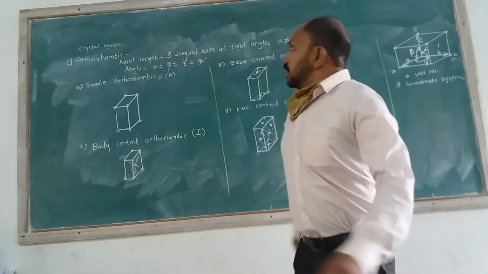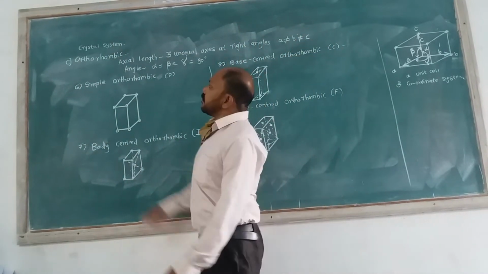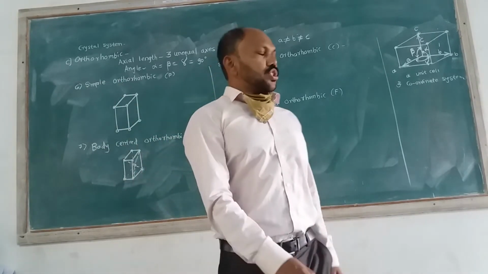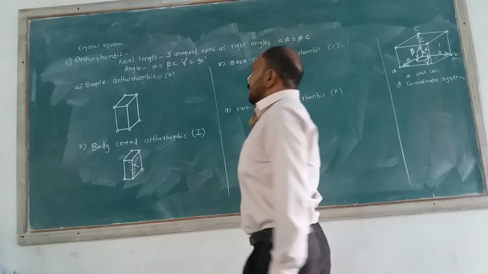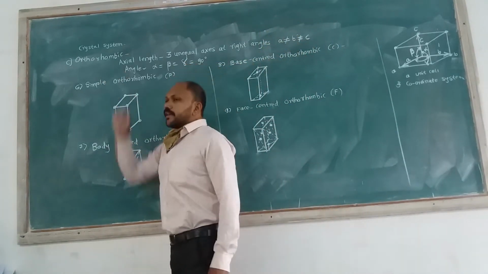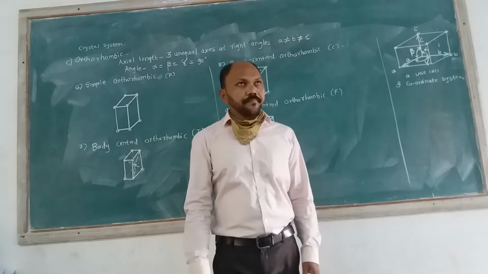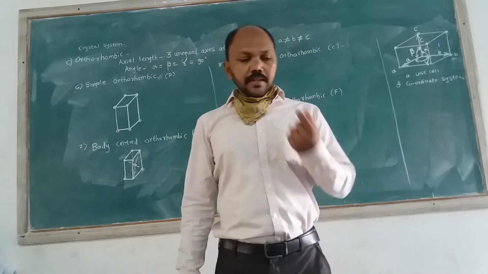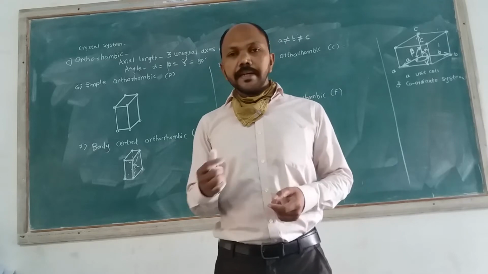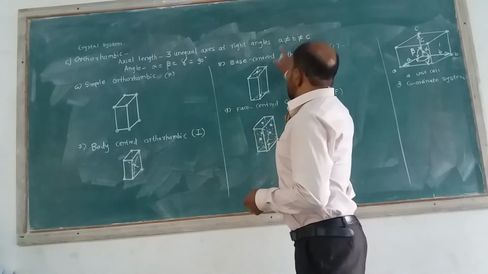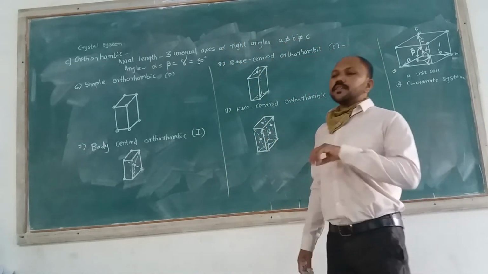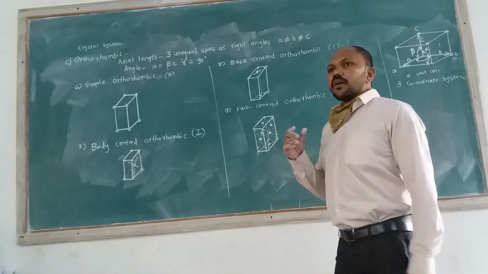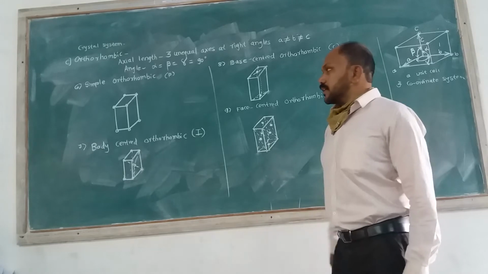Now, this is the third type of crystal system, that is orthorhombic. If we see the shape, this shape is like orthorhombic shape. Why is it called orthorhombic shape? Because all these three distances are different. That is, A distance is not equal to B distance, B distance is not equal to C, and C distance is not equal to A. So each distance in all three directions is different.